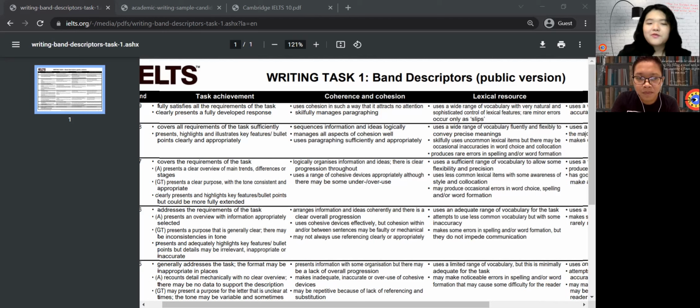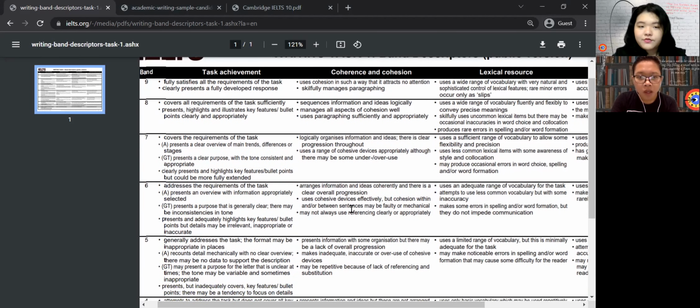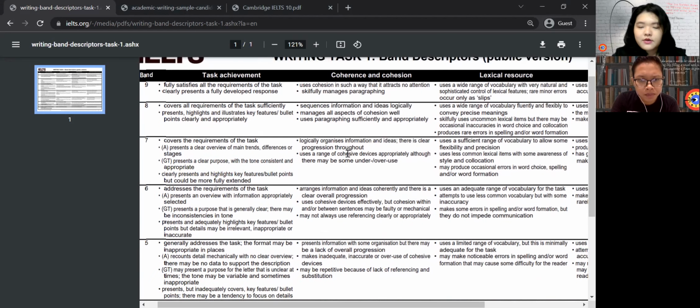If you go from, for example, the future and then you go back to the past, it will be less easier to follow, right? Because people will jump from here and there. So how you arrange your information so it's in order is also assessed in this aspect. For a 6 or 7 band score, you have to be logical in organizing the information so it's clear.